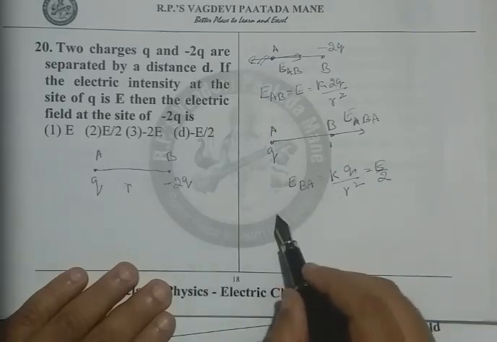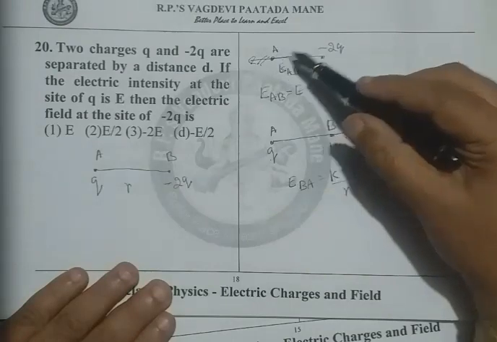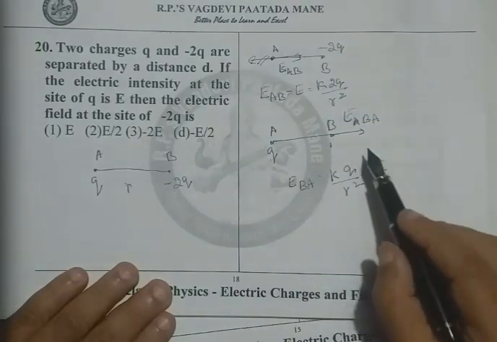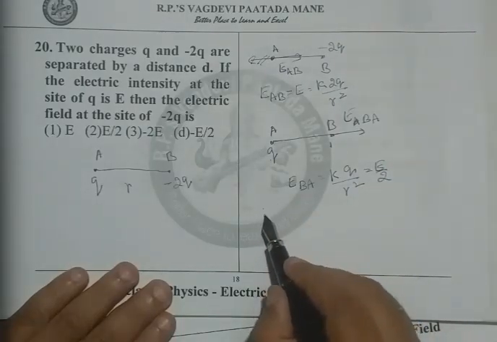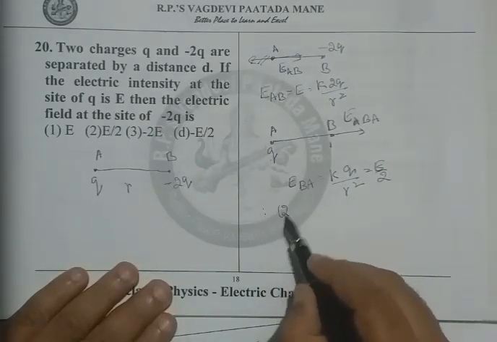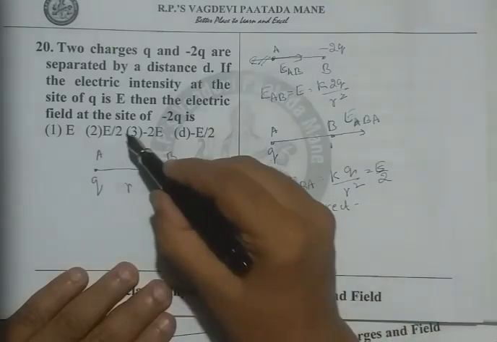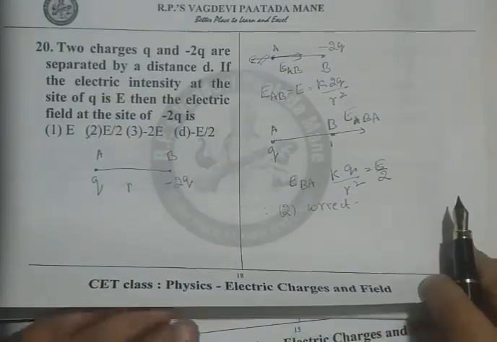Therefore, option 2 is correct as the directions are same. A to B is E, B afterwards is also EBA. Therefore, their directions are same. So, option 2 is correct. Option 2 is correct. E by 2. As they are the same direction, the sign is positive.